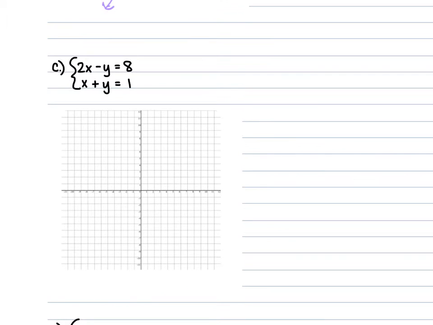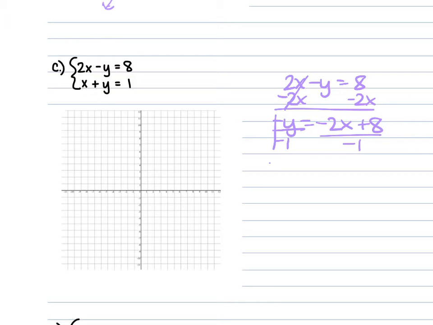For example C, we have 2x minus y is equal to 8. We are going to move that 2x over by subtracting it from each side. We have negative y is equal to negative 2x plus 8. Divide each side by negative 1. We have y is equal to 2x minus 8. So we're going to start at negative 8. We're going to go up 2 to the right 1. And then also down 2 to the left 1 to get those extra points.